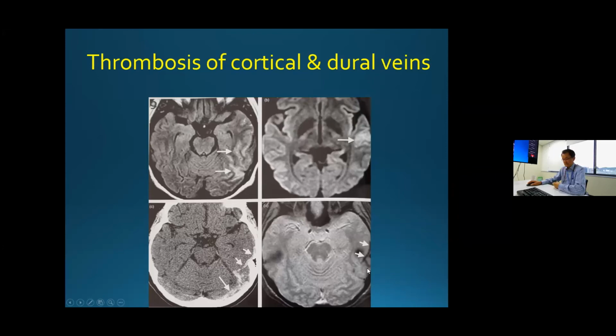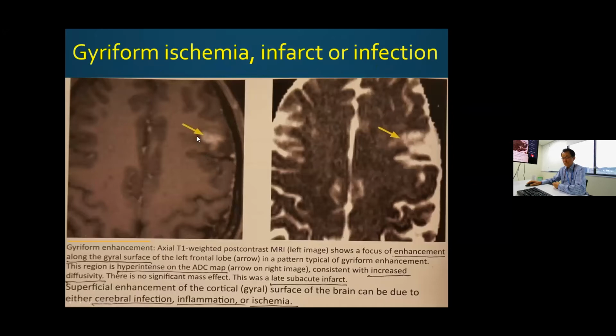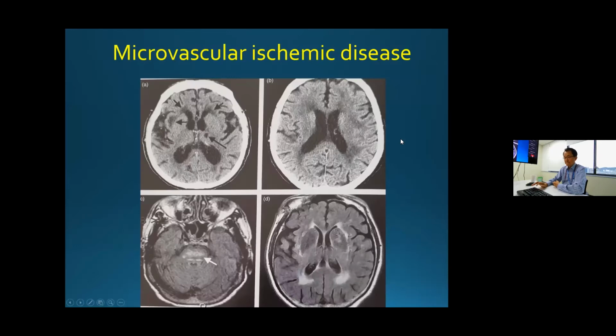Sometimes there's regular little linear enhancement along the gyrus here. We call this gyriform ischemia, a small infarct around the cortical arteries. But this could be due to inflammation as well. So infection, inflammation, stroke, ischemia, and infarct can look alike. This is a little prominent. And with atrophy, you see much larger sulci spaces and the ventricle a little bit enlarged. This is what you normally expect.